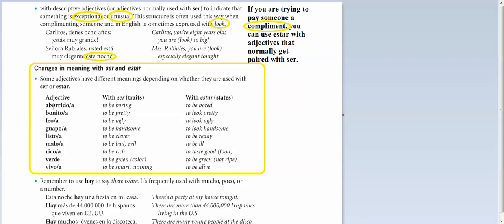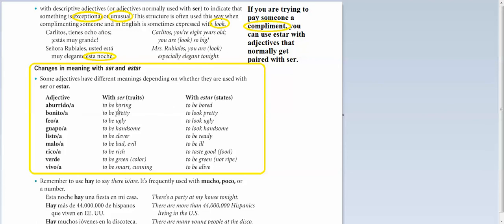So the adjective aburrido with ser is boring, but with estar means to be bored. So I could say la clase es aburrida y yo estoy muy aburrida. So if I want to say I personally am bored, I use estar. If I want to say something is boring, I use ser.